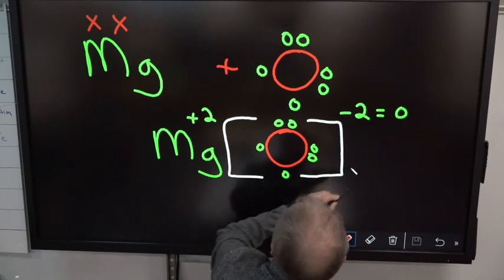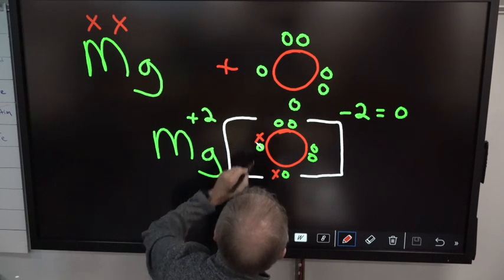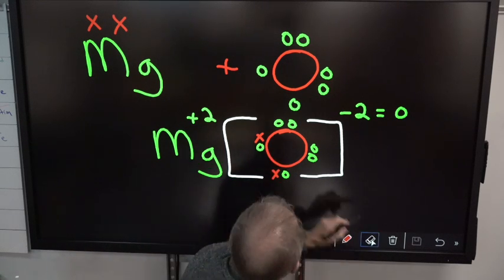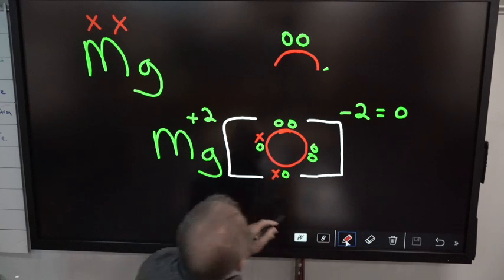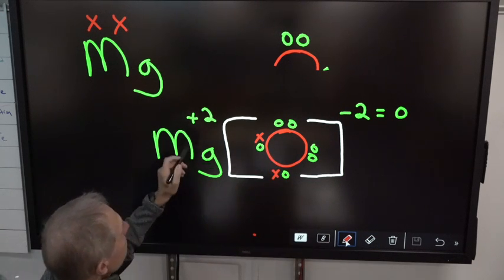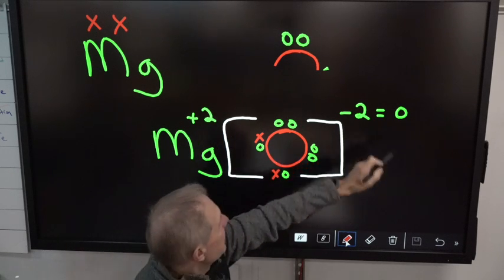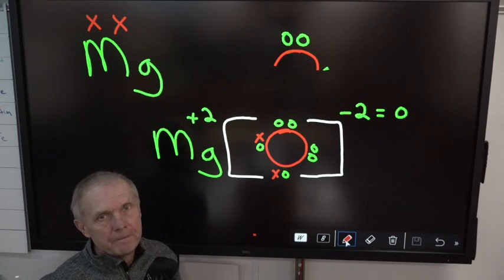And then we have the 2 from magnesium. 1 goes there, and 1 goes there. So there's your stable octet. Let's get this out of here. So here's your stable octet. It's perfect. Magnesium wants to lose 2, oxygen wants to gain 2, that equals 0, and that's perfect. Now, how do you name it?